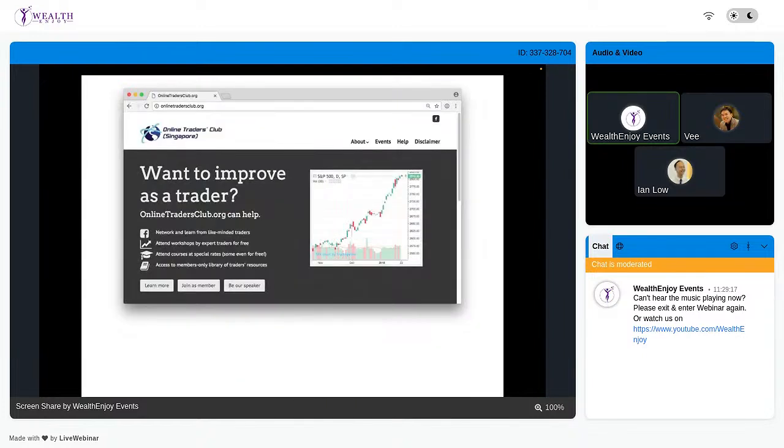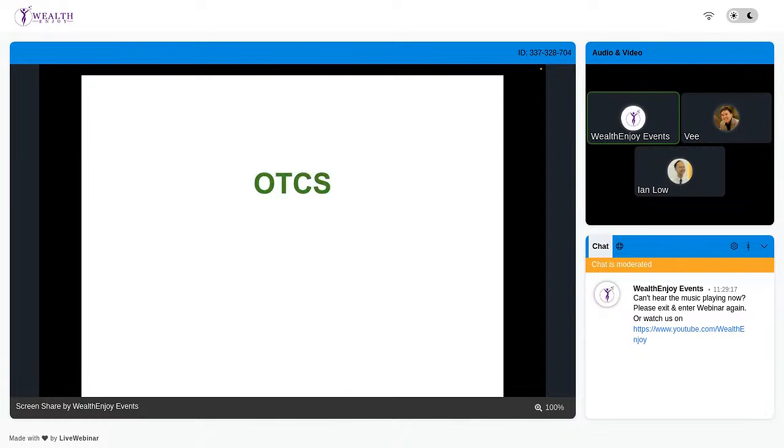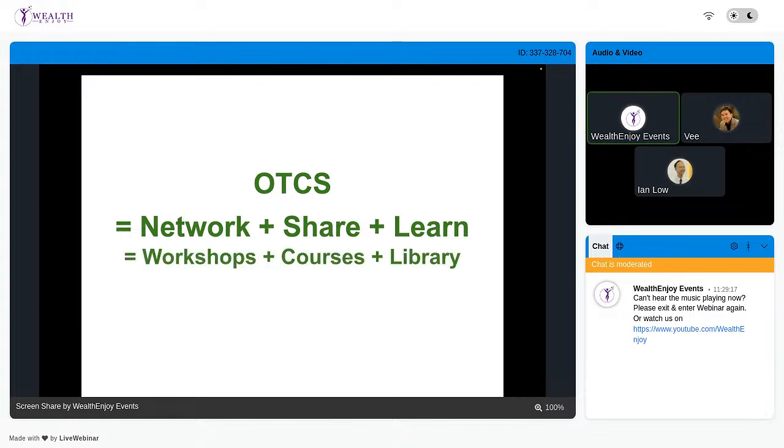And now, to share with you more about the organizer for today, OTCS, it stands for Online Traders Club Singapore. We are a non-profit society formed in 2005, and we are a community of traders and investors, majority of us here in Singapore. Now, OTCS to me is a place where we network, share, and learn, and we do it through a series of workshops and webinars, courses, as well as our library.